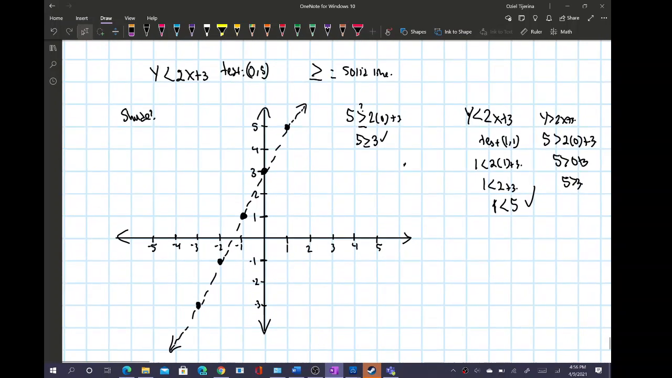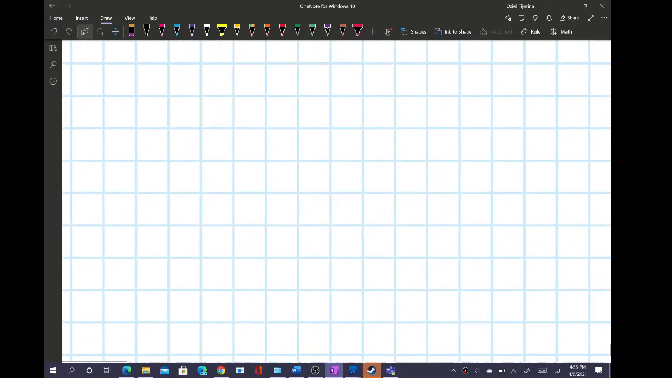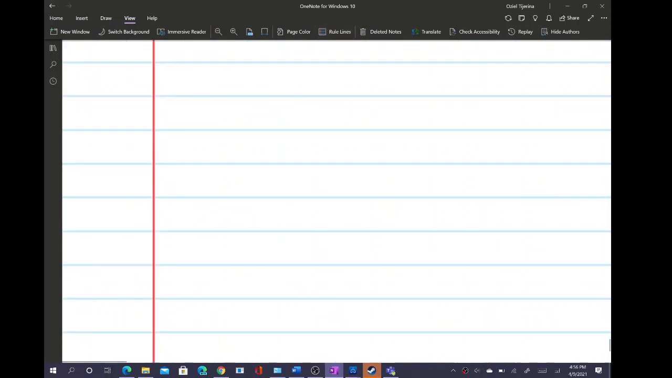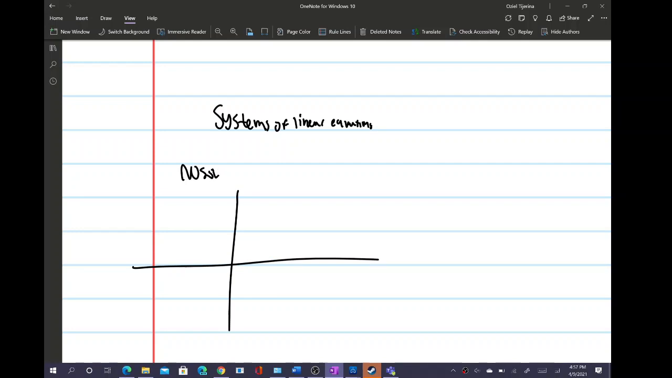So now comes another part. We're going to do systems of linear equations. I'm just going to go over this really briefly because I don't want to spend too much time. So when you have a system of linear equations, there's 3 types. There's the first type that has no solution.